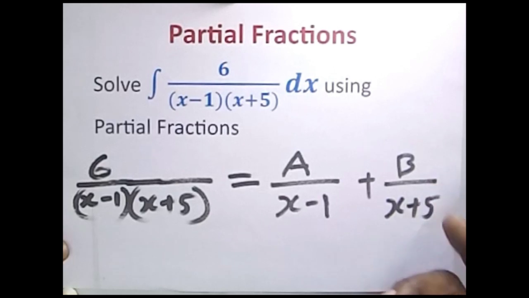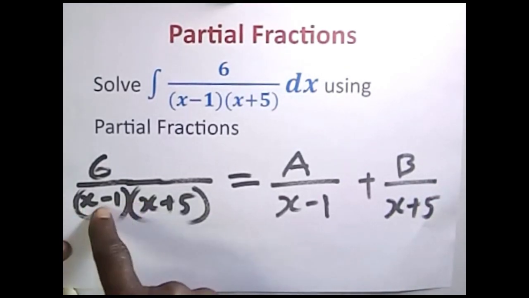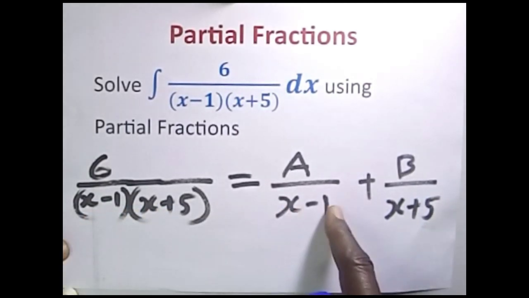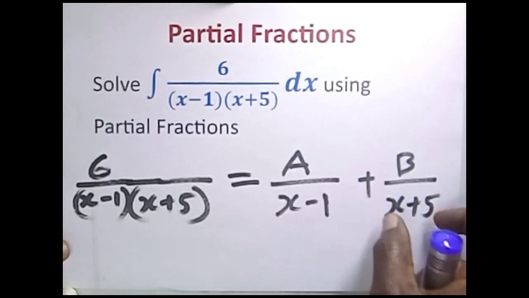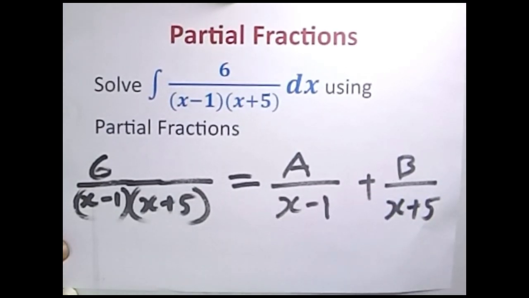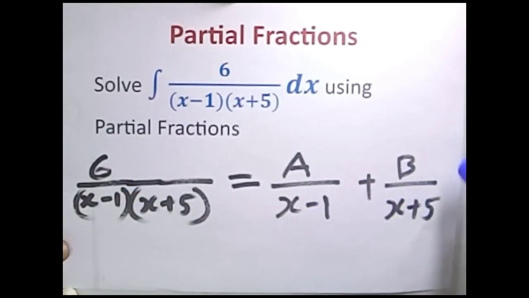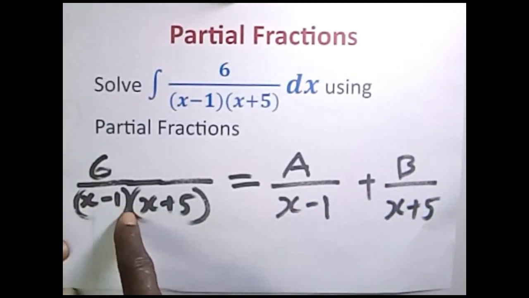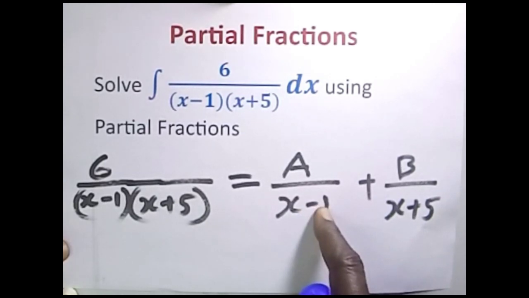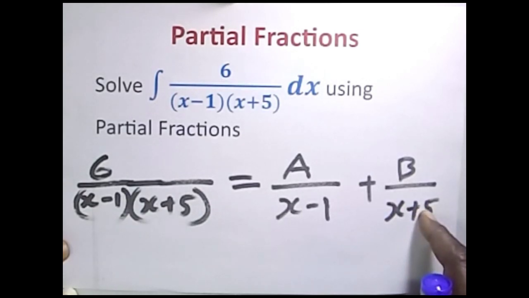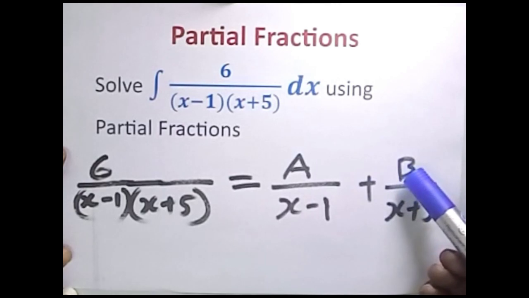And how do we do that? We simply make the terms which make up the denominator of this bigger fraction the separate denominators of these two fractions that we want to get. Take a look at it. If we had three terms that make up the denominator of the bigger fraction, we're going to have three terms on the right hand side. But in this case, it's a simple one. We just have two terms. So x minus 1 becomes the denominator of the first partial fraction, and x plus 5 becomes the denominator of the second partial fraction. Where did a and b come from?